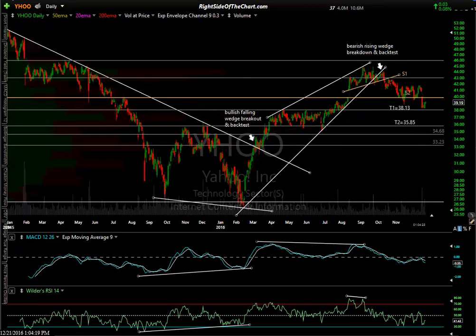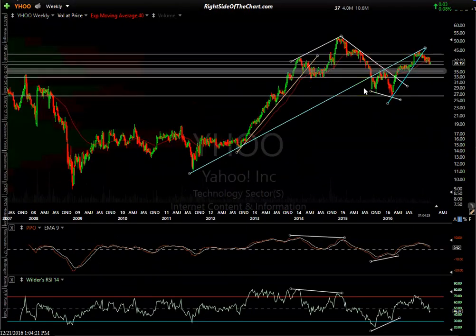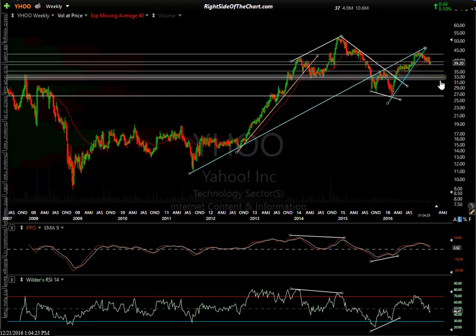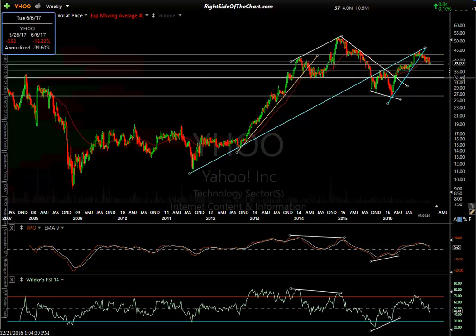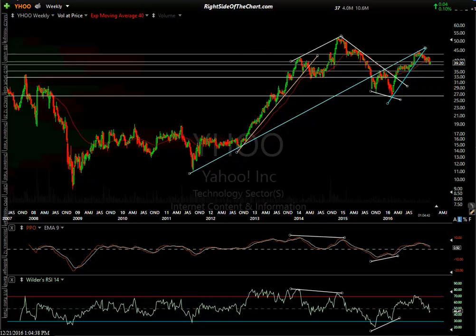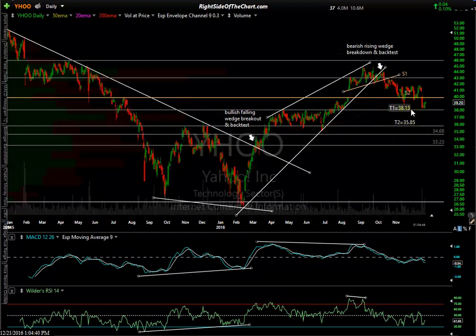And it still looks good over time. Let's look at the weekly chart. Yeah, there's a primary uptrend line, a rising wedge pattern, a breakdown. So I think this one over time looks to be going down to at least this area here, 32.85-ish. That's another 15% downside on YHOO. But as of now, we'll just leave those targets where they are, T1 at 38.13 and T2 at 35.85.